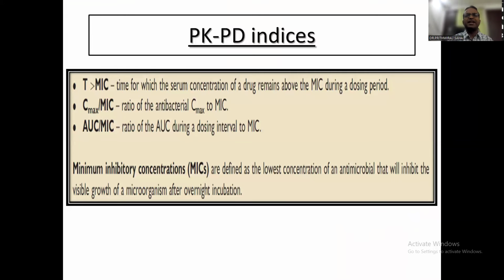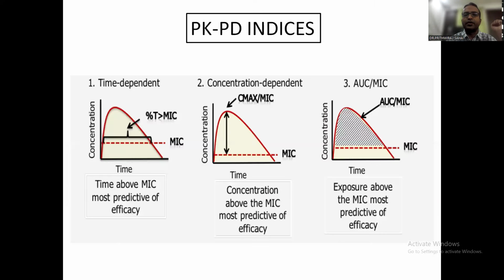So these PK/PD indices are very, very famous terms: T greater than MIC, Cmax by MIC, AUC by MIC, and MIC. If you ask me about MIC again, I will not reply, because we have already learned in detail what MIC or MBC is. So coming to these terms, we will be reading and learning them in the subsequent slides. Don't panic with these terms in this slide.